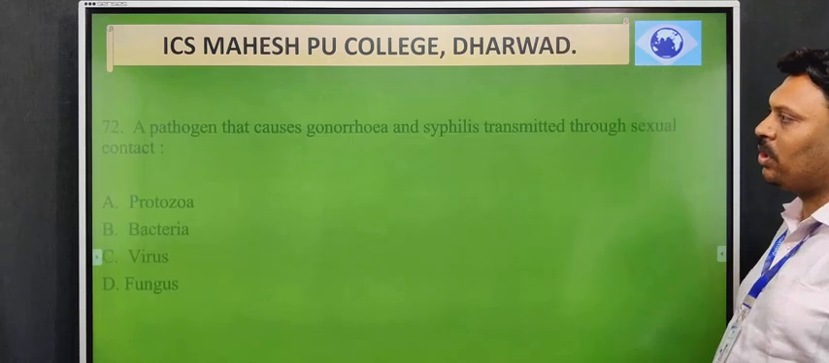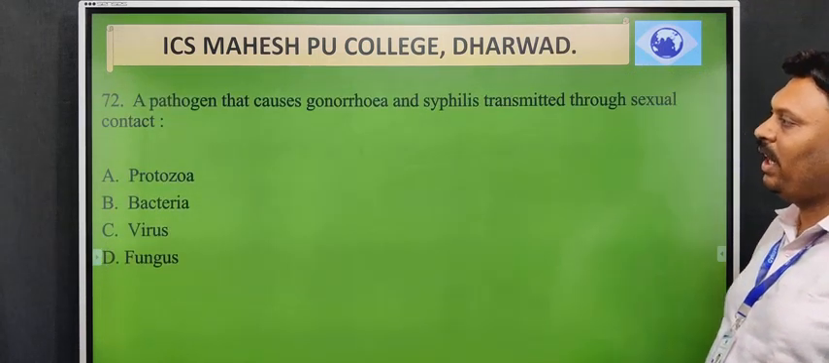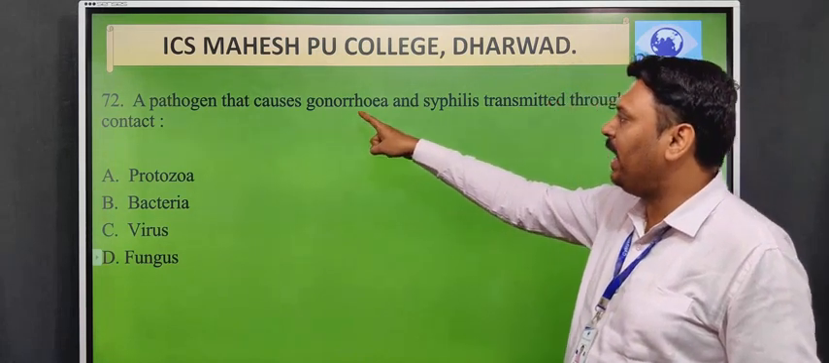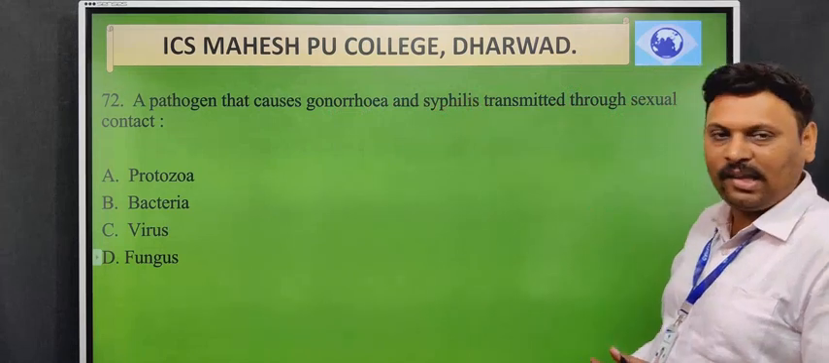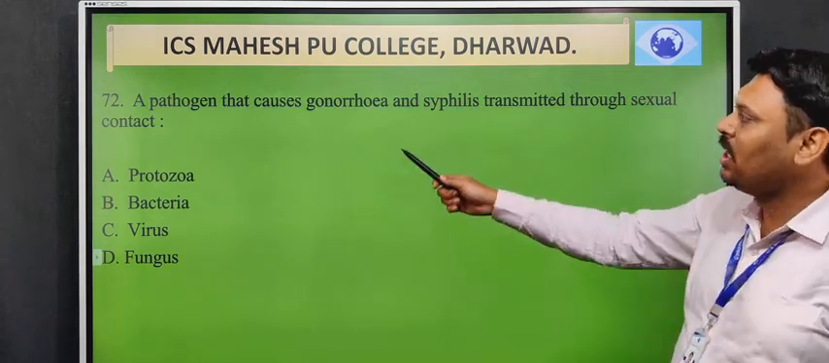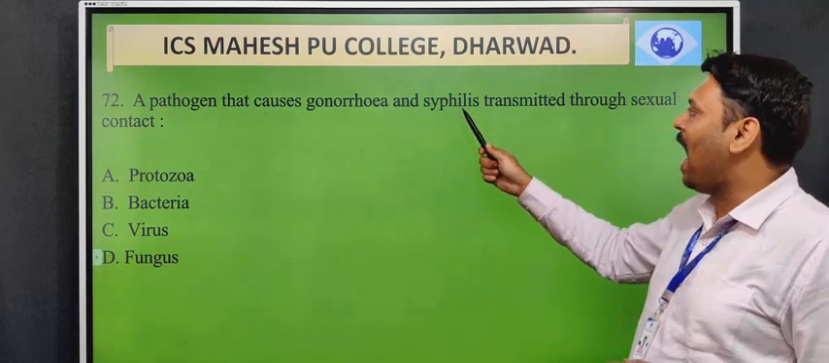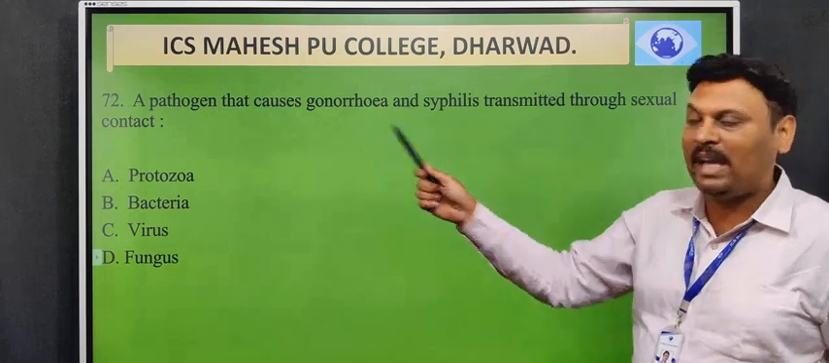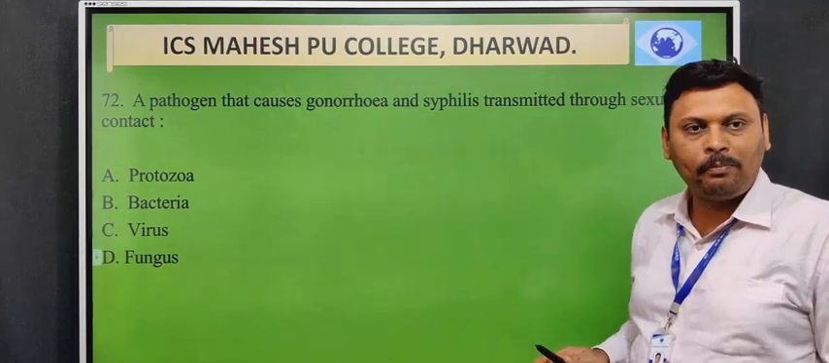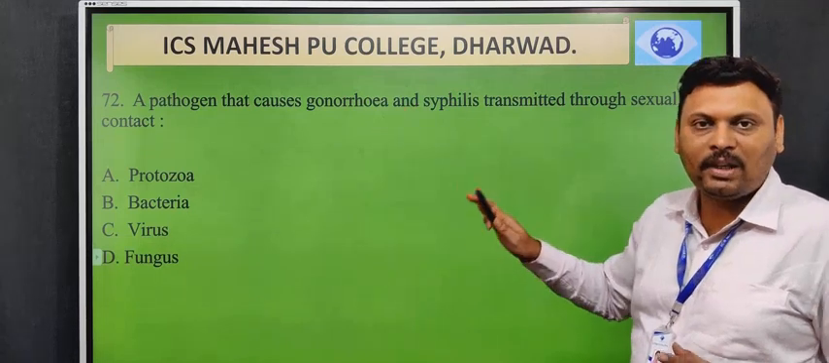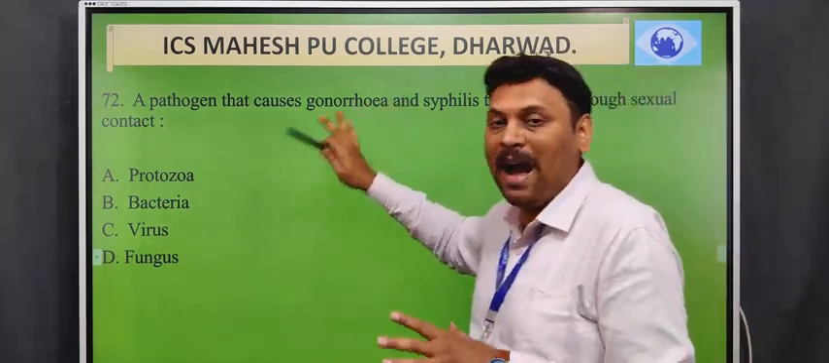Let us come to the next question, dear students. The 72nd question: a pathogen that causes gonorrhea and syphilis, transmitted through sexual contact. There are two diseases they have given. Which kind of pathogen is it actually?